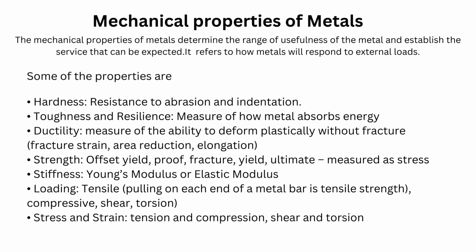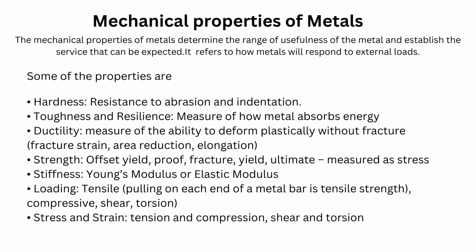Key mechanical properties of metals include strength, elasticity, plasticity, ductility, malleability, stiffness, hardness, creep, fatigue, resilience, weldability. These properties can be well understood with the help of a stress-strain diagram. The mechanical properties of metal determine the range of usefulness of the metal and establish the service that can be expected. We can also say it in another way: how the metal will respond to external loads. So if you understand that, we can determine the range of usefulness of the metal.